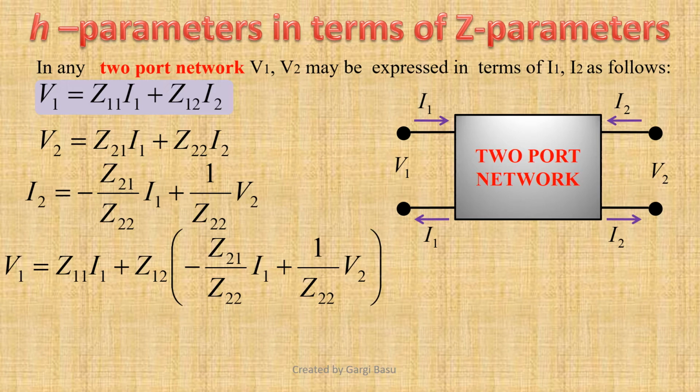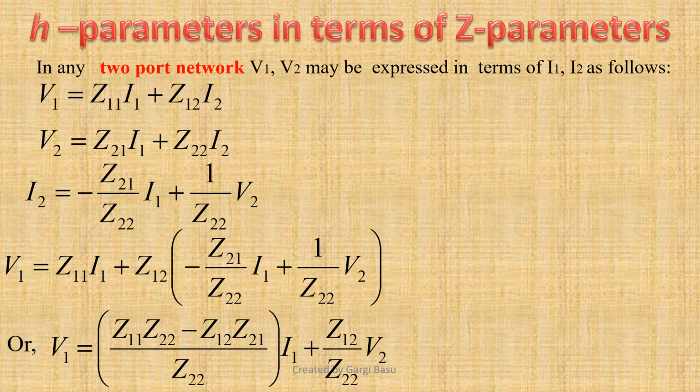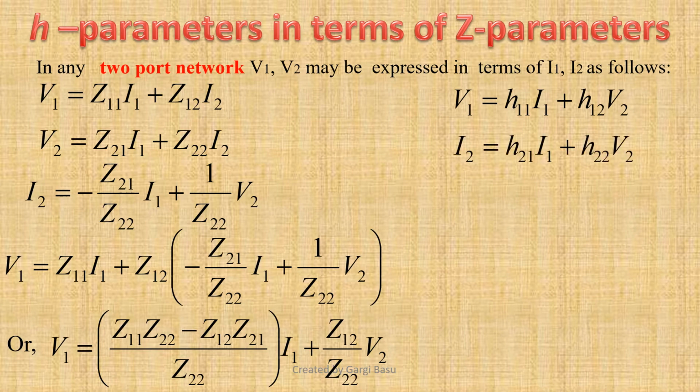By rearranging this equation, we can write V1 equals Z11 Z22 minus Z12 Z21 by Z22 times I1 plus Z12 by Z22 times V2. When we describe our two-port network using hybrid parameters, the linear equations used are V1 equals H11 I1 plus H12 V2 and I2 equals H21 I1 plus H22 V2.